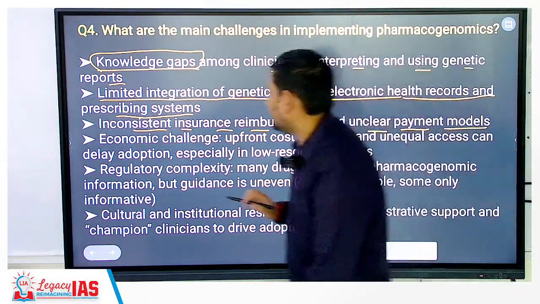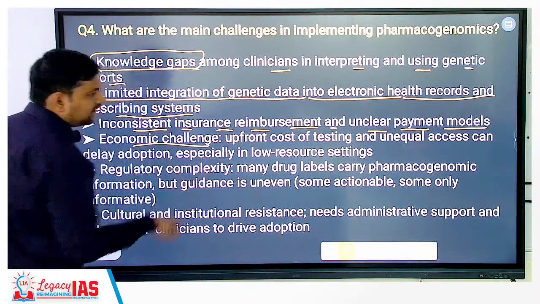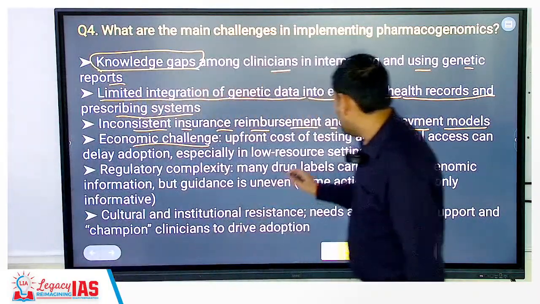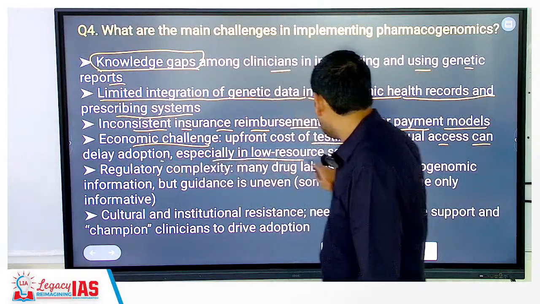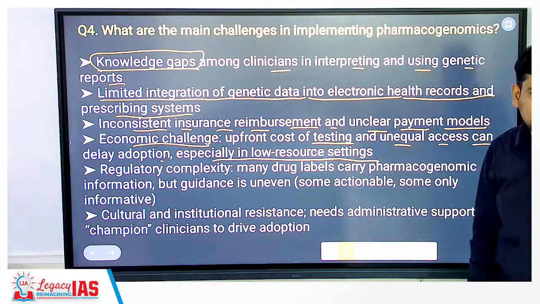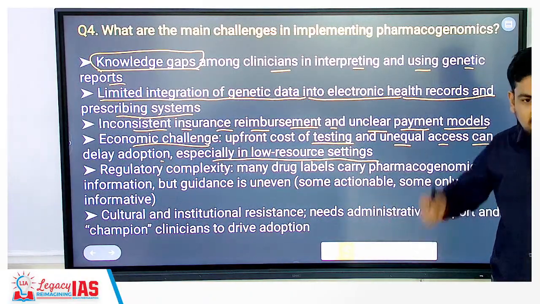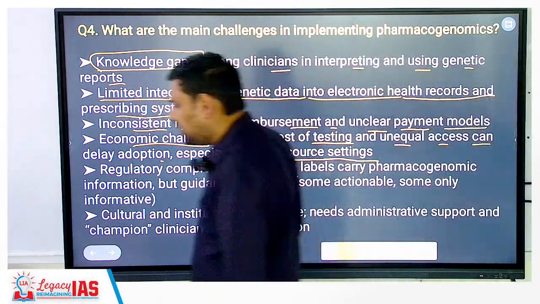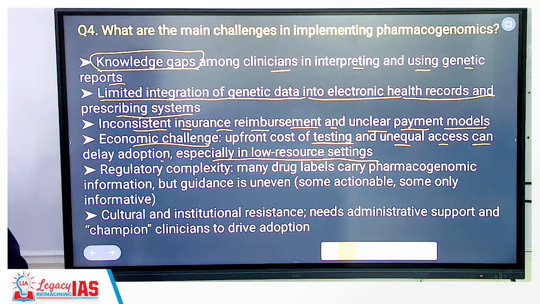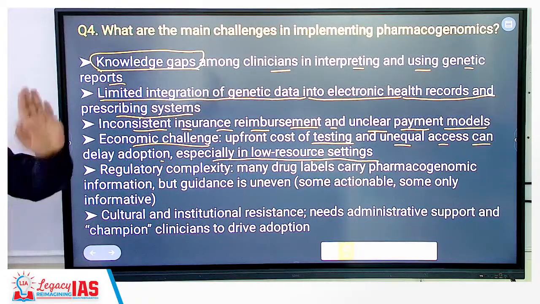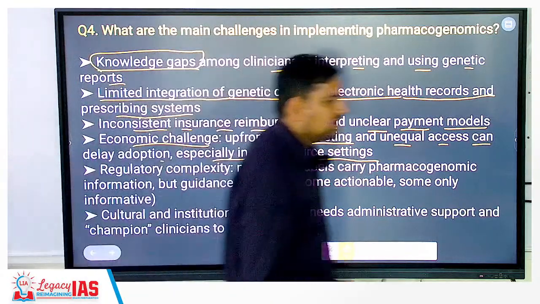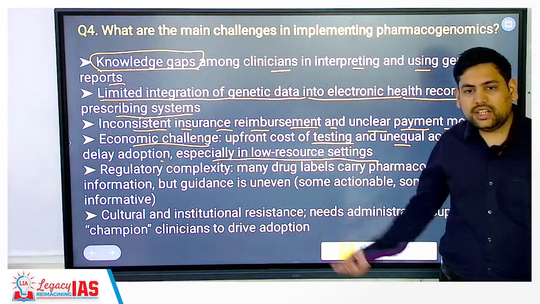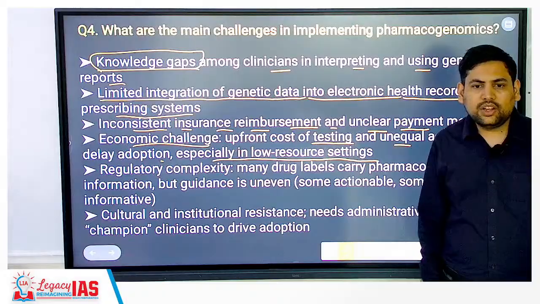Okay, then next, economic challenge. So the upfront cost of testing and unequal access can delay adoption, especially in low resource settings. So cost is high. Now actually the cost has come down, at least for the developing countries. Now it has come down to $200 to $500. Otherwise it used to be thousands and thousands of dollars, but $200 or $500 is still like 20,000 or 50,000 for us. So that is still high.